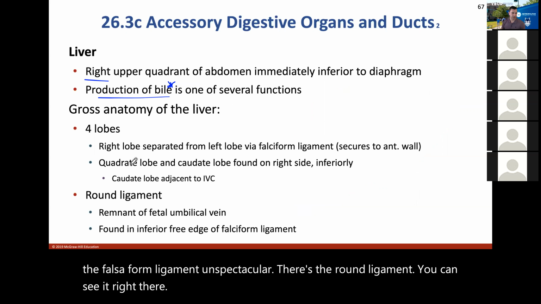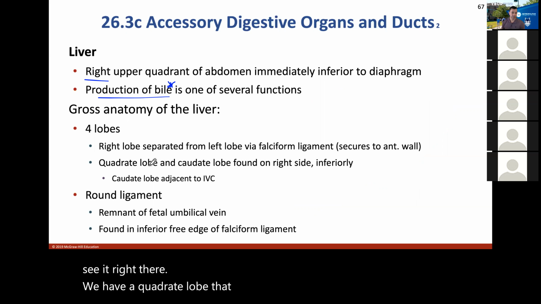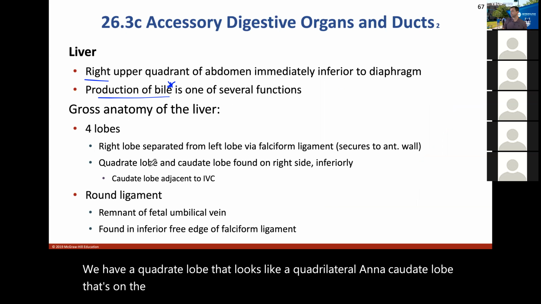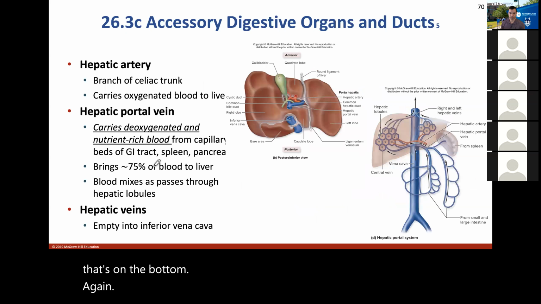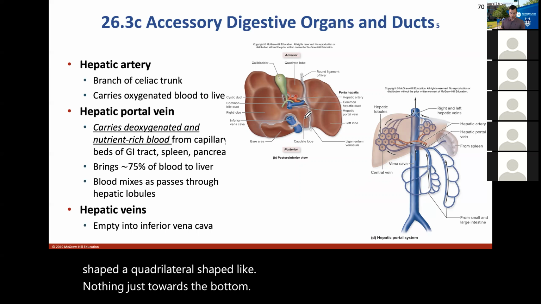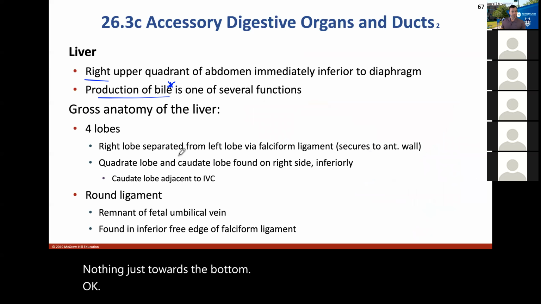We have a quadrate lobe that looks like a quadrilateral, and a caudate lobe that's on the bottom. Again, unspectacular. Quadrate, caudate. Shaped like a quadrilateral, shaped like nothing, just towards the bottom. So really nothing spectacular there. I mean, how many lobes?